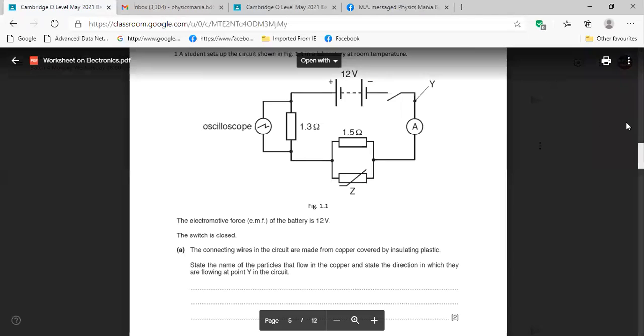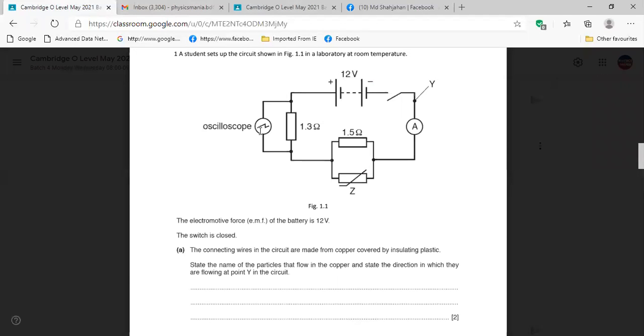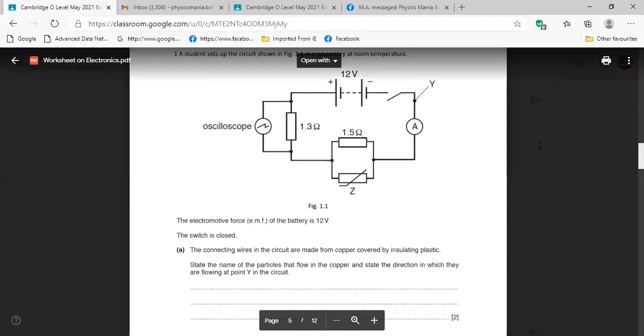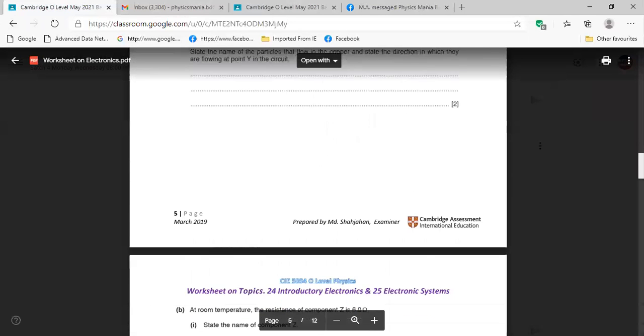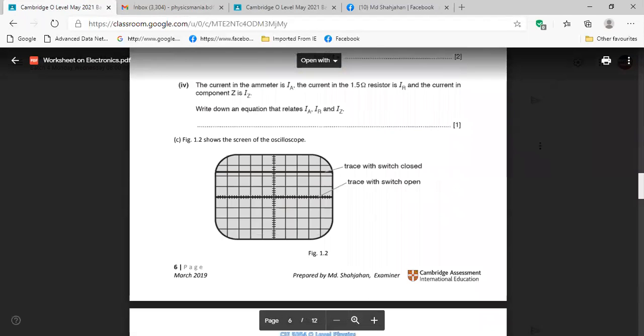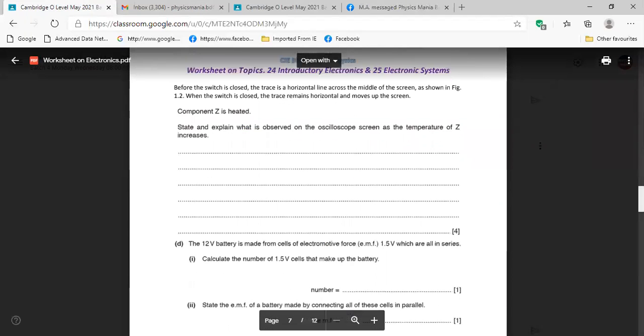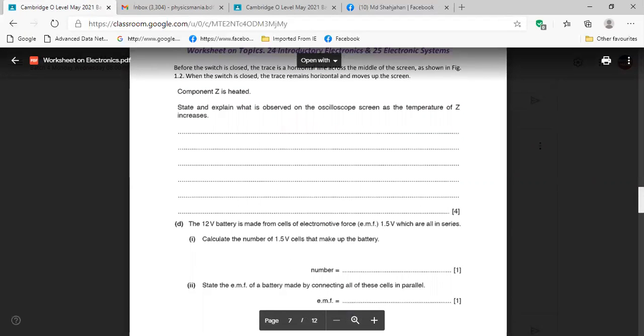Then if voltage sharing is increased, that means the oscilloscope reading will be vertically more, right? Yes, sir. And it will move upward, right? Yes, sir. Check in the group, I wrote the answer. I gave the answer in the group, check. Yes, sir.